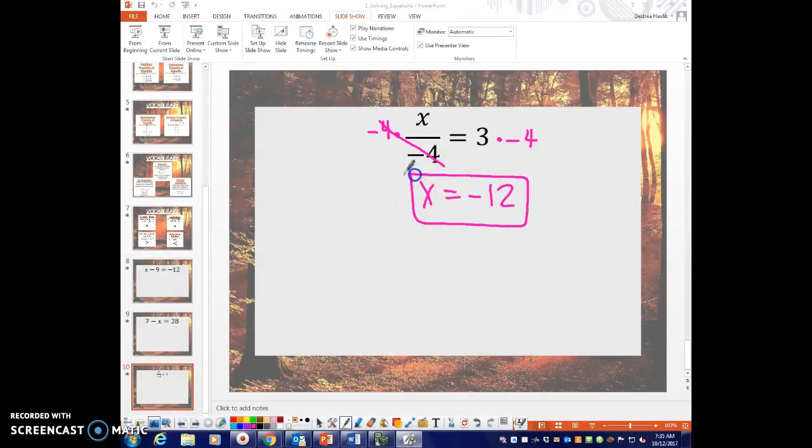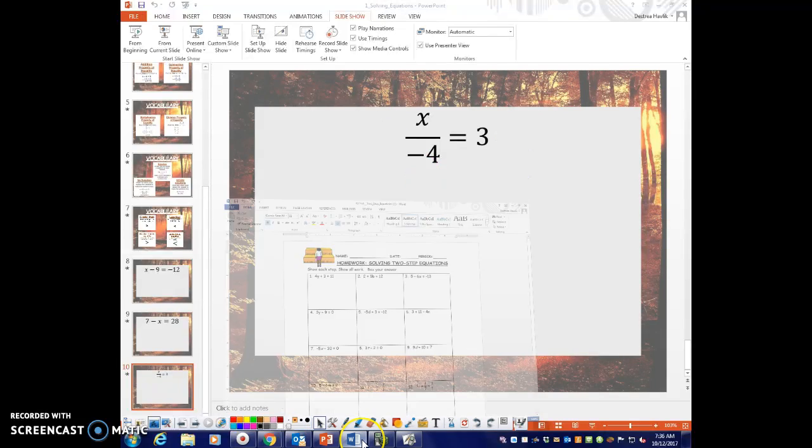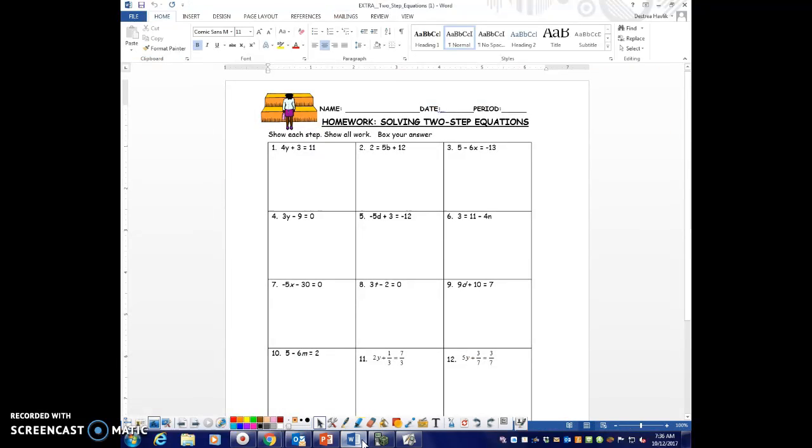You're done. But then you can check it. Negative 12 divided by negative 4, does it give you 3? Yes, it does. Okay, so you can always check your work that way. So now let's look at your paper, and we're going to do a couple examples of this together. Okay.